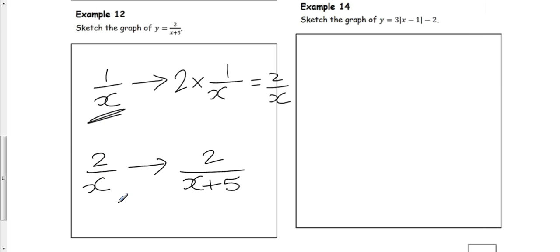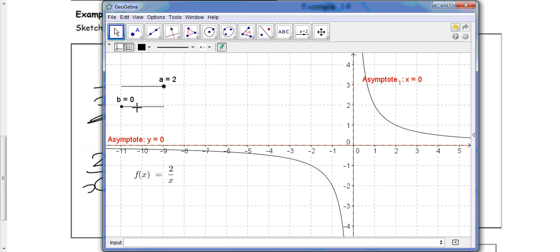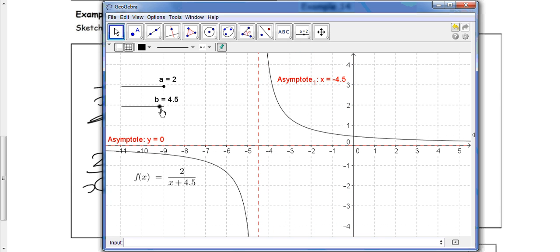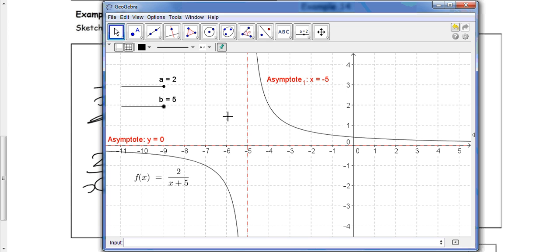So we've got 2 over x. Now we're going to turn it into 2 over x plus 5. Think about what you're expecting to see. As I increase b, the denominator will change to x plus the value of b. So let's see what happens. As I increase b, this graph moves to the left. We call that a translation, 5 units to the left.